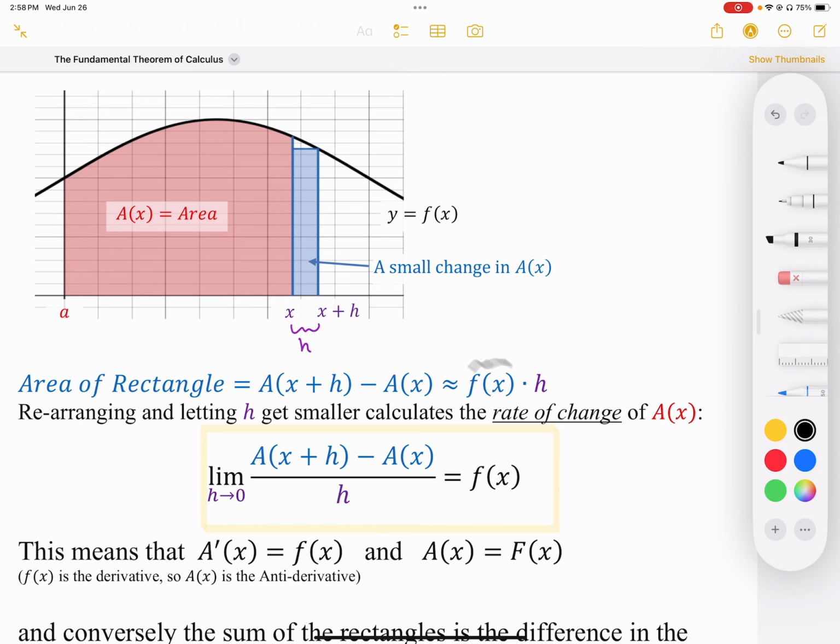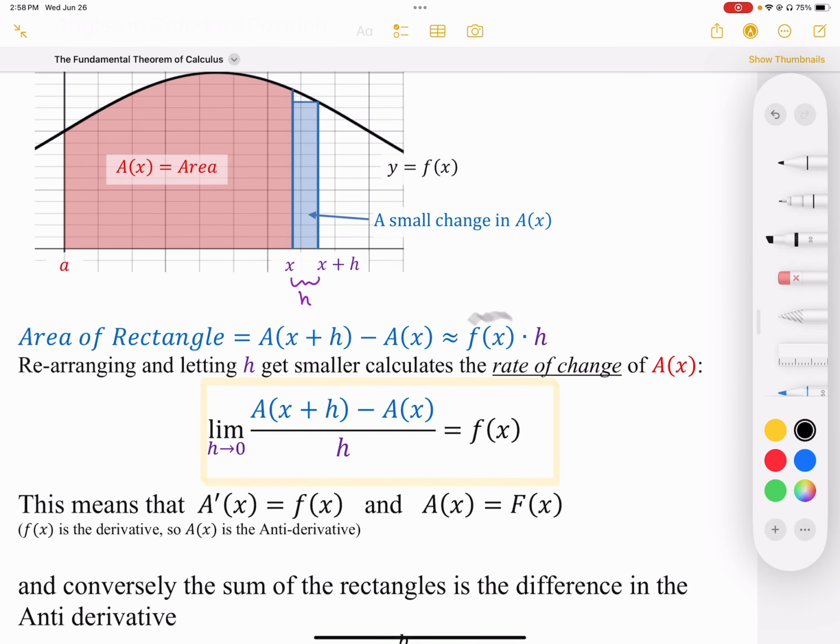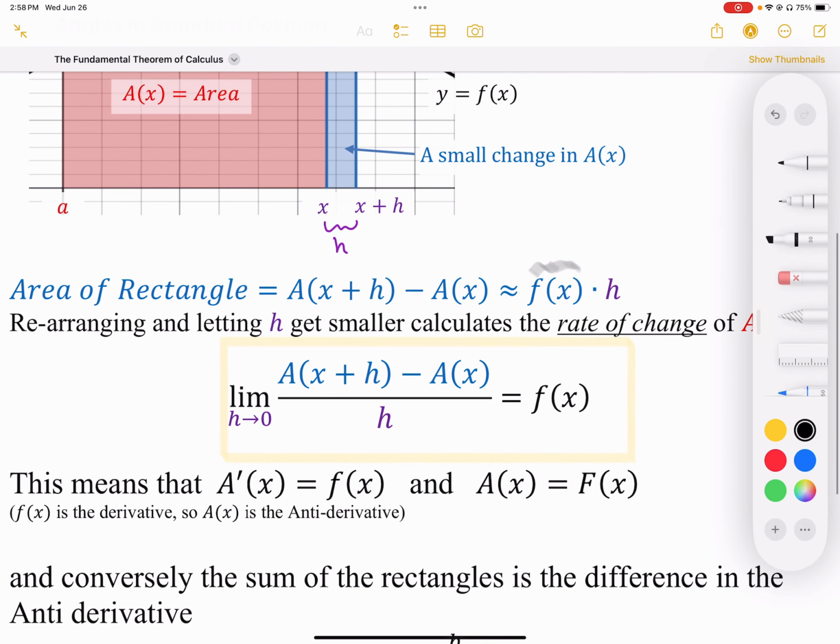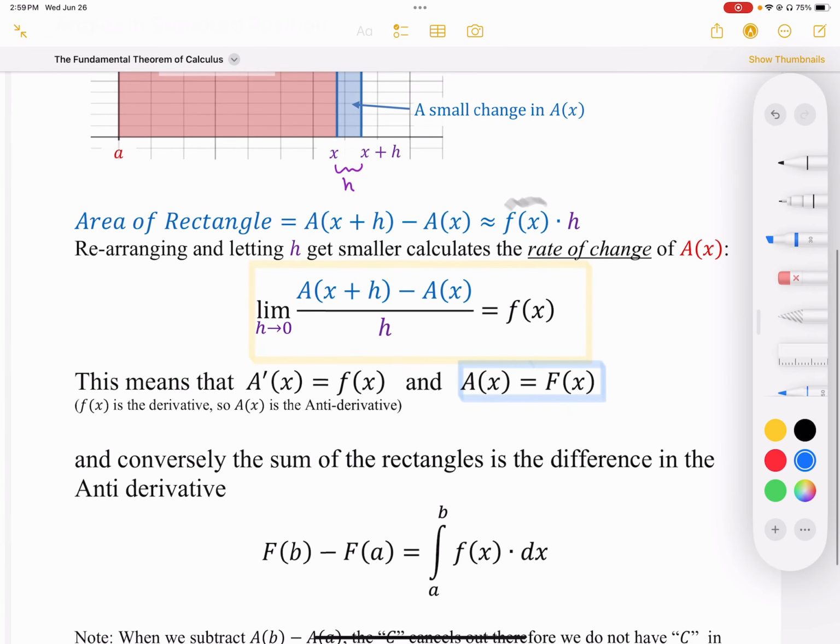Well, what that means then is, if you look at this expression, that is the definition of the derivative of A of x, which means that f of x is the derivative of the area function. Well, if f of x is the derivative, then A of x is the antiderivative, which means that we can formally connect this idea that A of x and big F are the same thing. So we can also then use the converse of that.